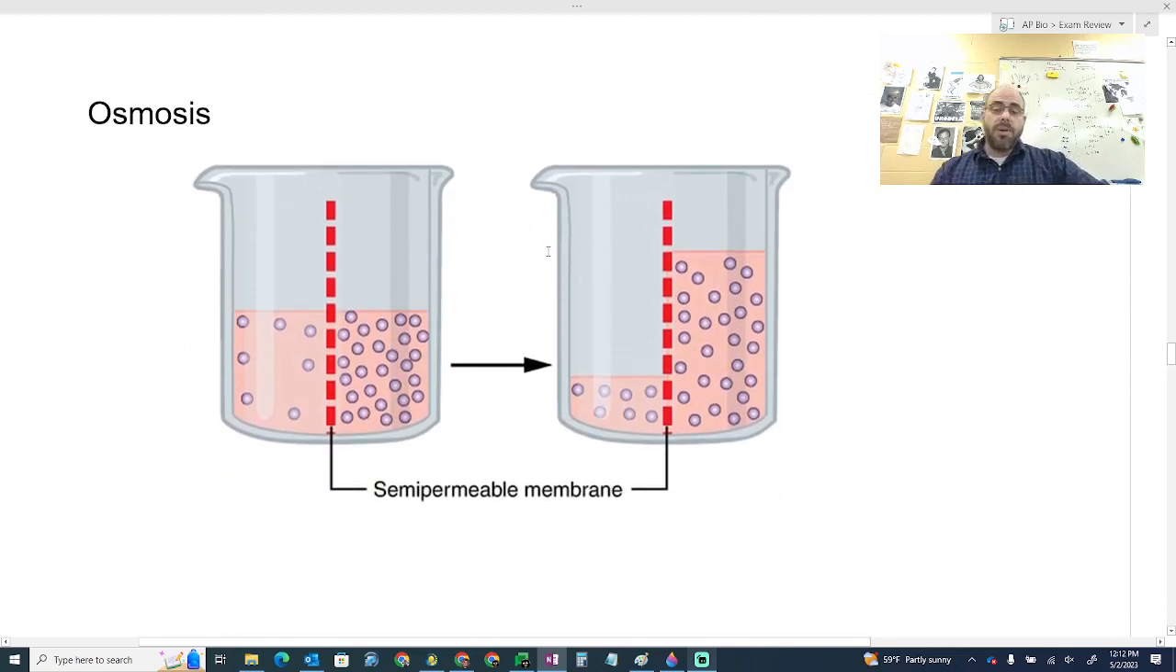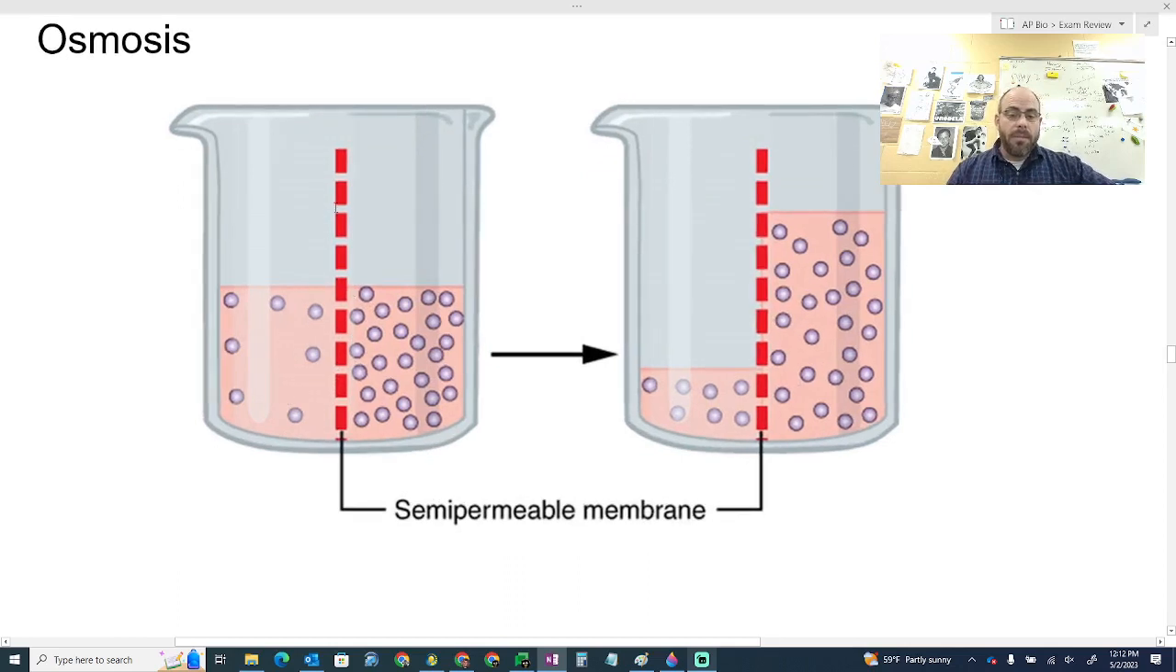Osmosis, moving on to osmosis. Osmosis is the diffusion of water. So it's the passive transport of water. A lot of times when we think of diffusion or passive transport, we think of materials like these purple dots. Well, the water actually moves too. We have a semi-permeable membrane here. This membrane does not allow the passage of certain materials. Water is able to pass through it, and the purple dots can't pass through it.